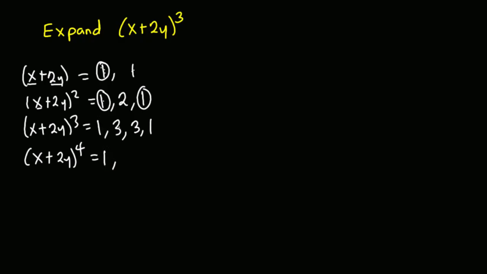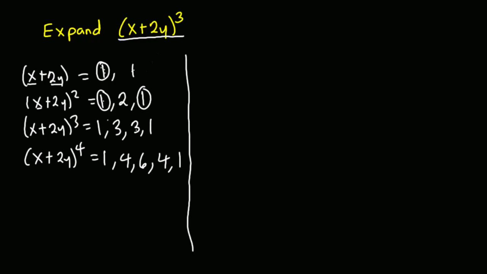I guess your answer will be this, that first of all we must have 1. Then you add 1 plus 3, making 4. Then you add 3 plus 3, making 6. Then you add 3 plus 1, making 4. Then lastly, the 1 comes. If this is the answer you got, then that's excellent. So we are going to apply Pascal's principle to expand (x + 2y) all exponent 3.